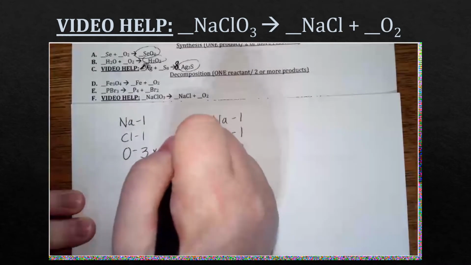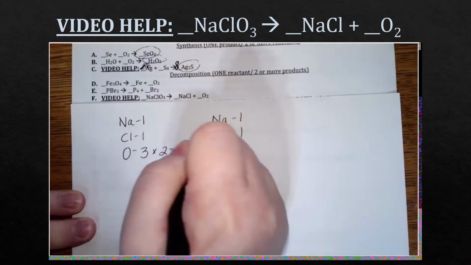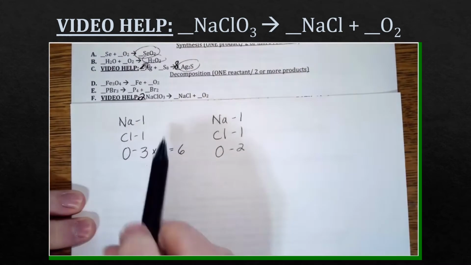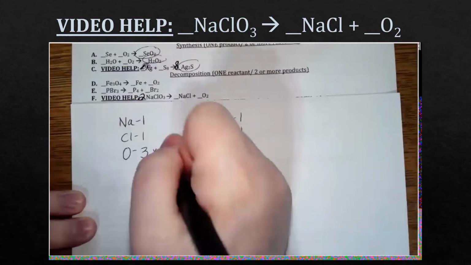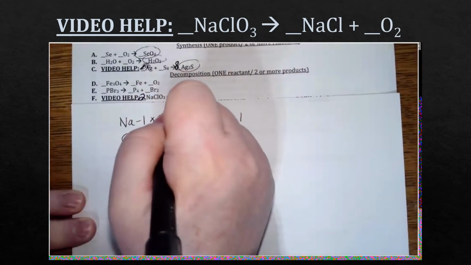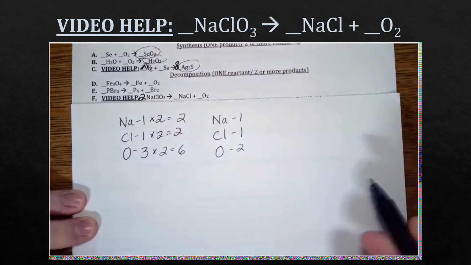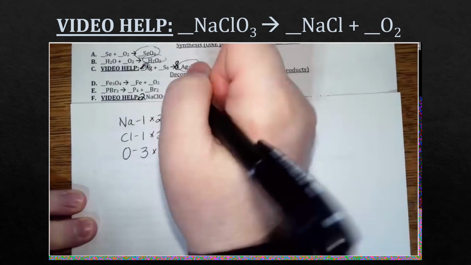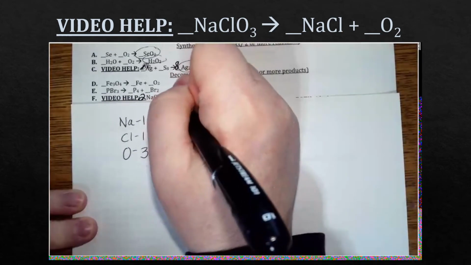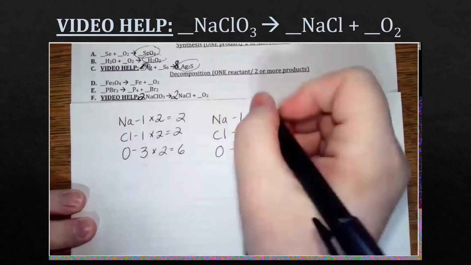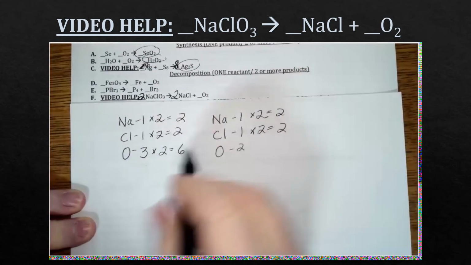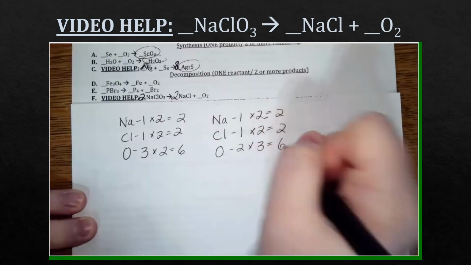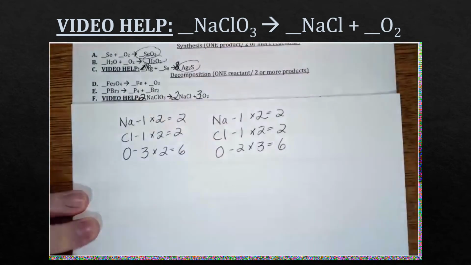Okay, so times 2, 3 times 2 is 6. So what coefficient do I write? The 2, what I multiplied it by. When I put a 2 there, it doesn't just change the O, it changes Na and it changes Cl. So now let's see if I can resolve everything over here. I need 2 Nas, right? When I put the 2 in front of the Na, it also changes Cl. Okay, so those are fixed. Let's see if we can fix O. I need 6, so times 3 is 6. The 3 goes in front of the O, and there you go.